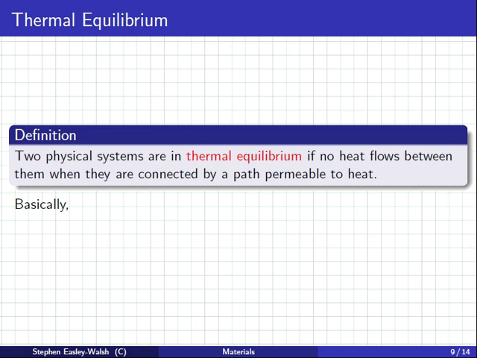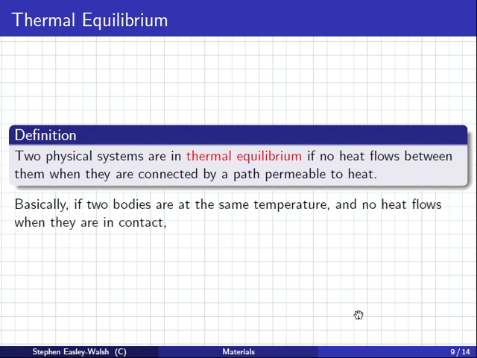Accessible. Yeah, it permits. If you connect two objects with a path that allows the heat to travel, but the heat does not travel, then they are in equilibrium, which is a fancy way of saying the same temperature. Okay, so you can write that down. Okay, you got that definition box?